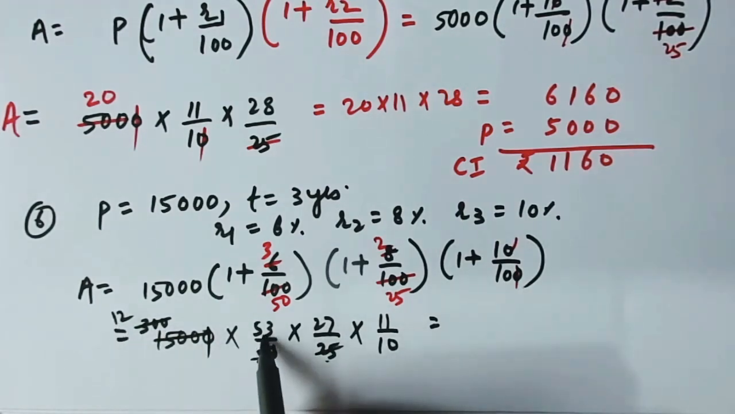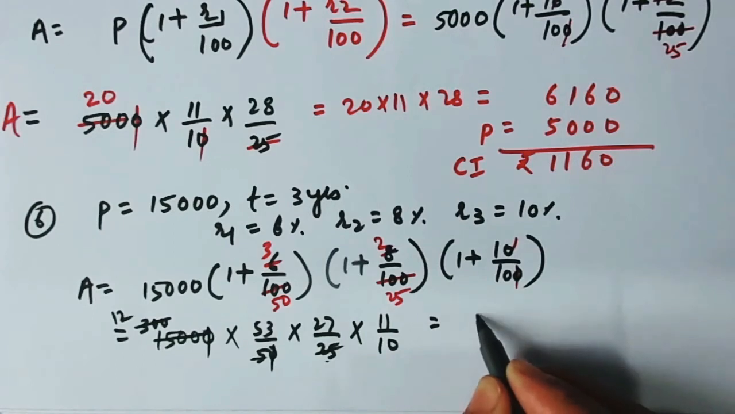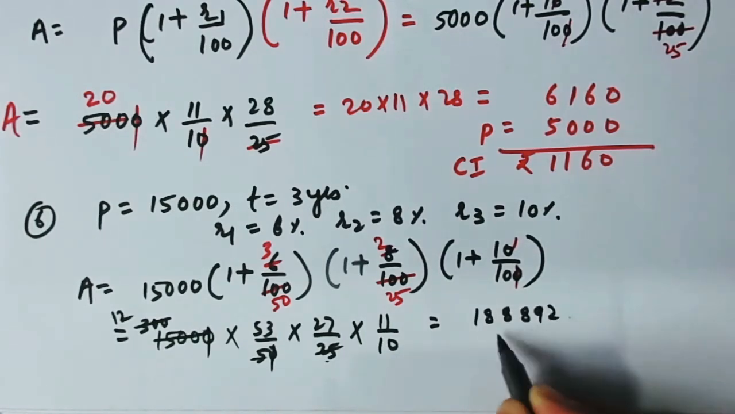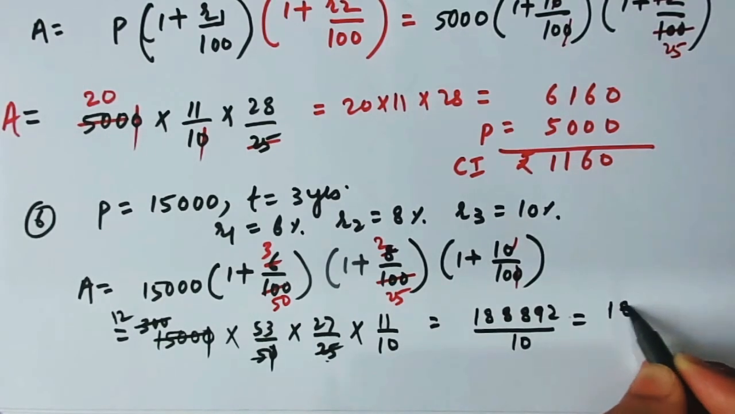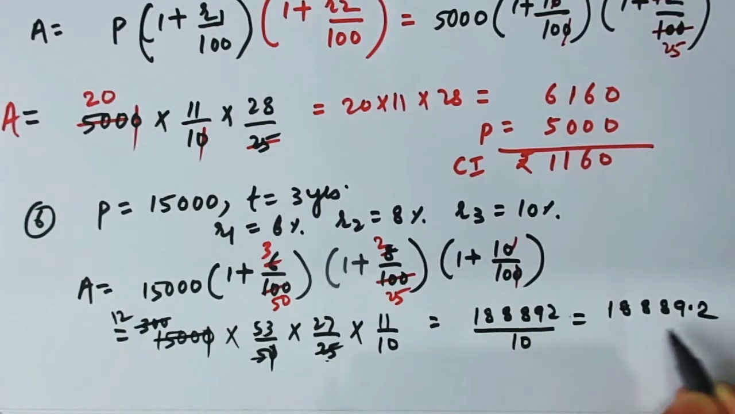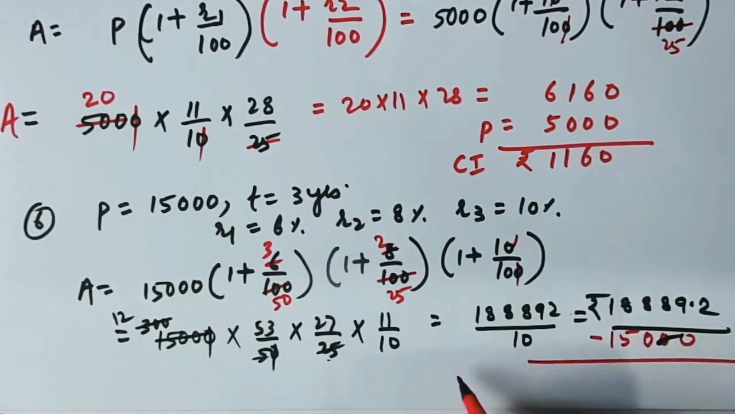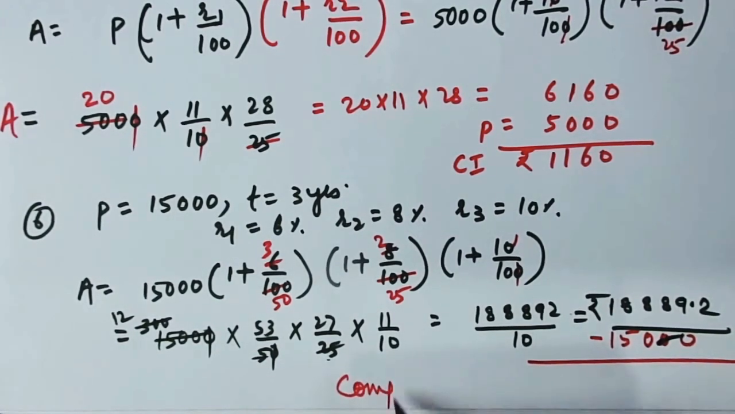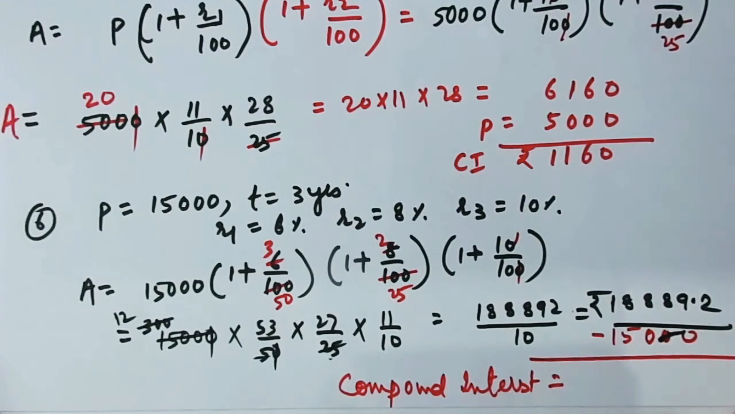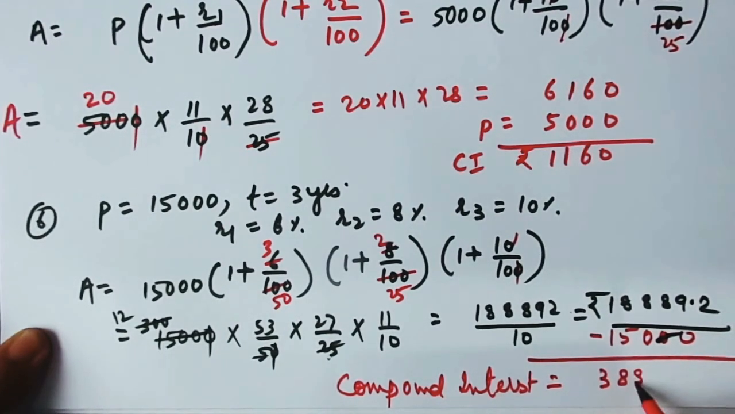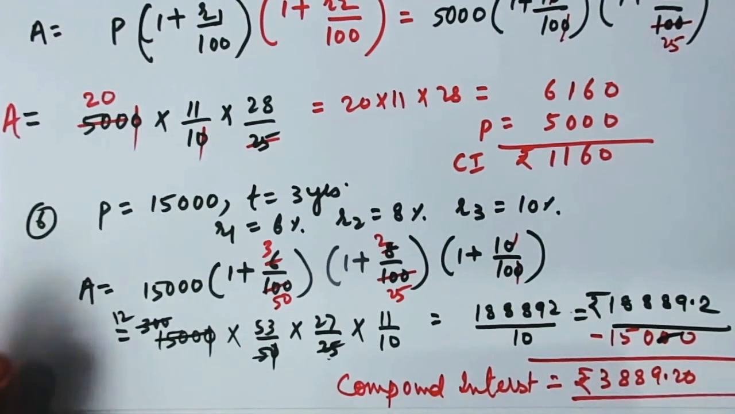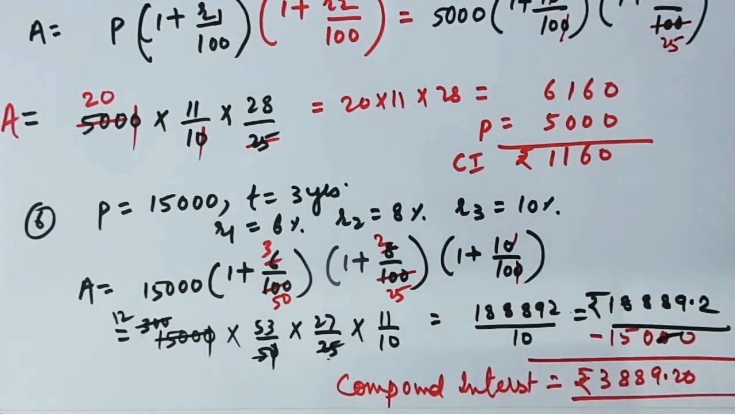You will get 12 into 53 into 27 into 11 by 10. So 188889.2 by 10 is equal to 18889.2 rupees is your amount. Now subtract the principal, minus 15000. So your compound interest is equal to 3889.20 rupees. Okay.